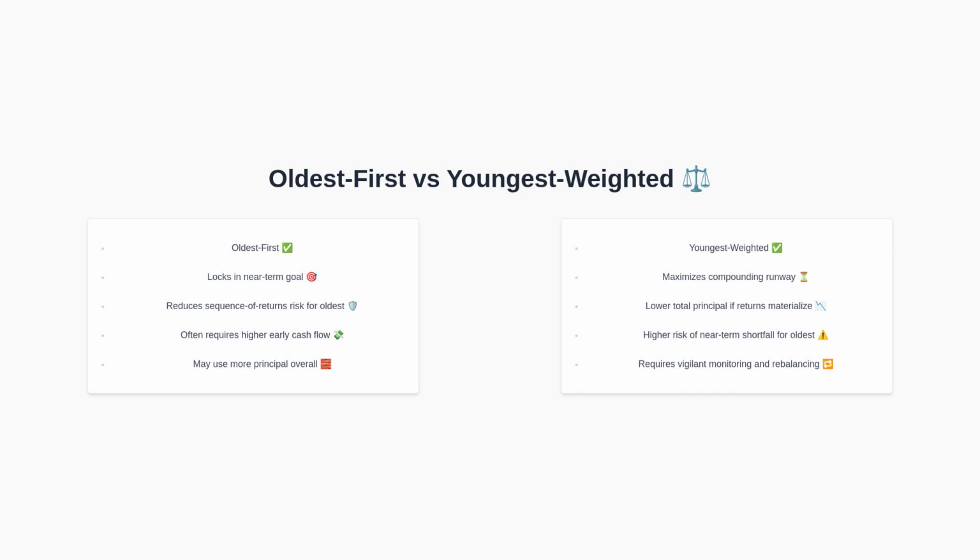Now let's compare. The oldest first approach locks in the near-term goal and reduces sequence of returns risk for the oldest child, but it often requires higher early cash flow and may use more principal overall. By contrast, the youngest weighted approach maximizes compounding and can lower total principal if returns materialize, though it increases the risk of a shortfall for the oldest child and requires careful monitoring and periodic rebalancing. The right choice depends on your risk tolerance and deadlines.